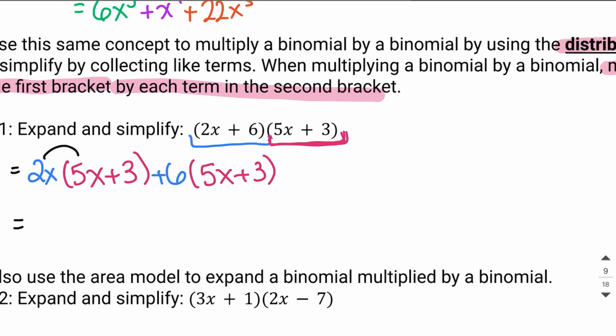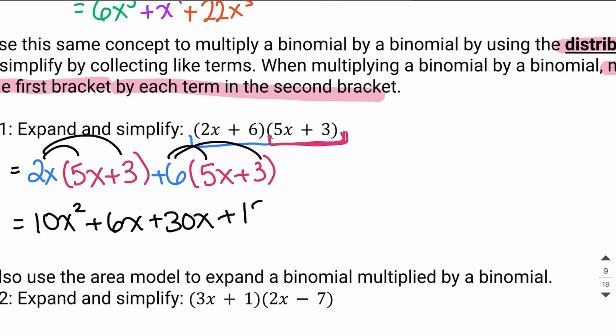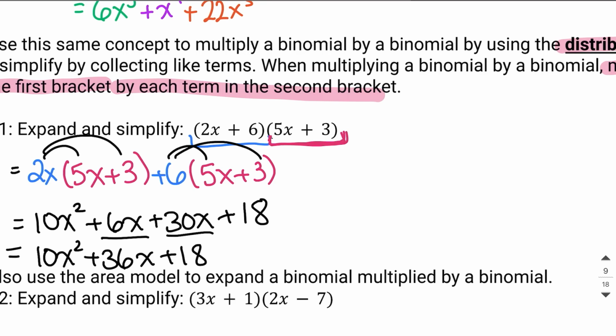So right here, 2x times 5x is 10x squared. 2x times 3 is 6x. 6 times 5x is 30x, and then 6 times 3 is 18, and then I can collect my like terms, which are the 6x and this 30x, and this would be my final answer.